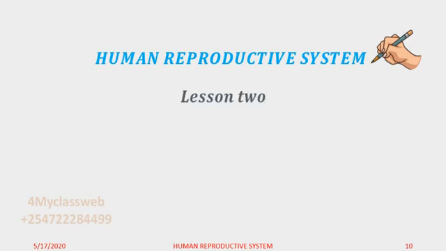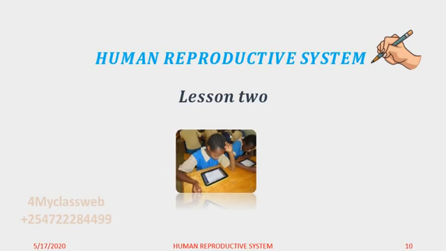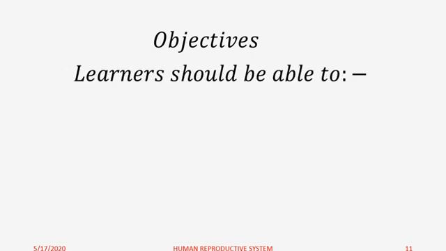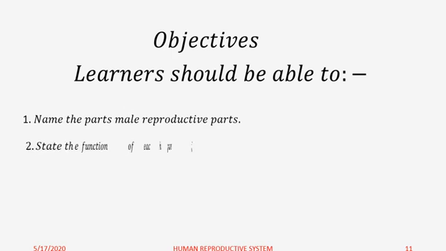Welcome to our second lesson on the human reproductive system. This is a continuation of what we had learned earlier in the female reproductive system. This time our objectives will be: the learners should be able to name the parts of the male reproductive system, and state the function of each part of the male reproductive system.